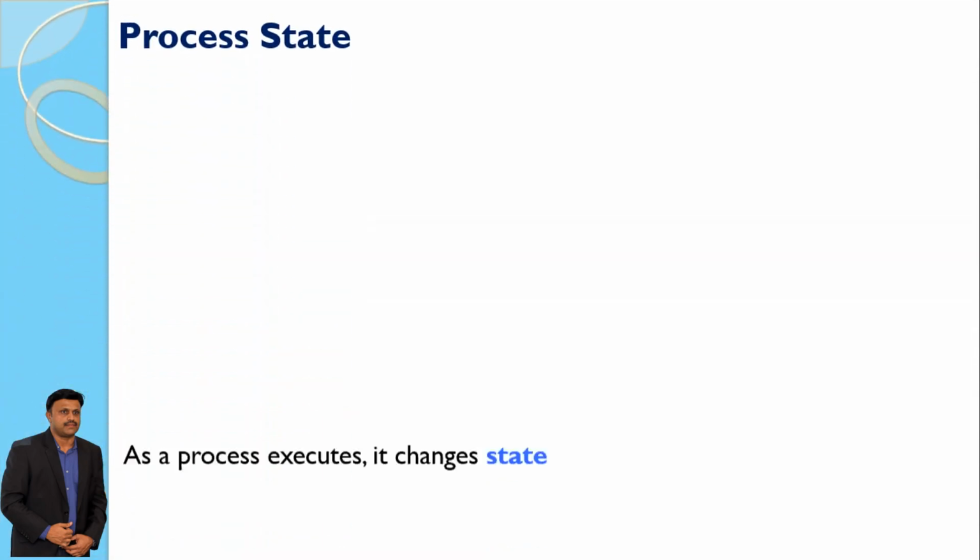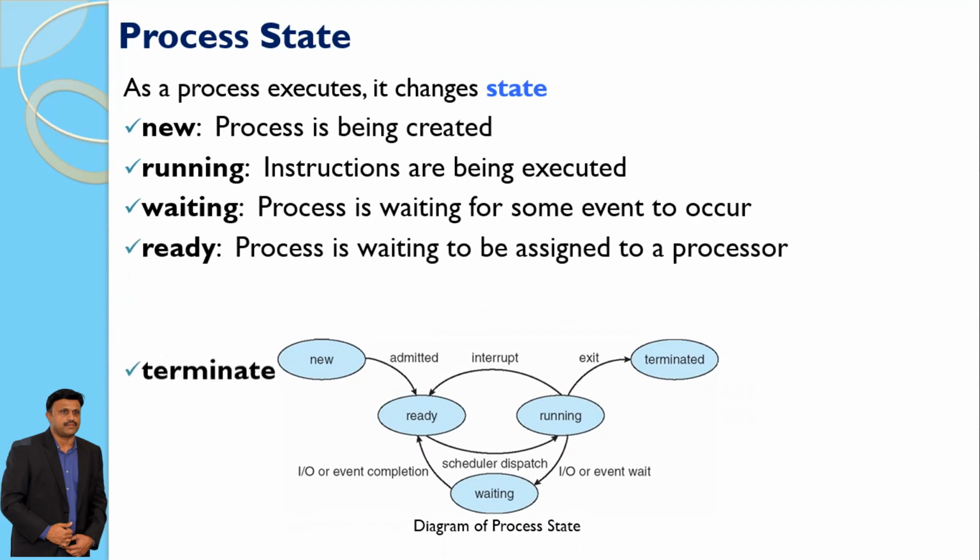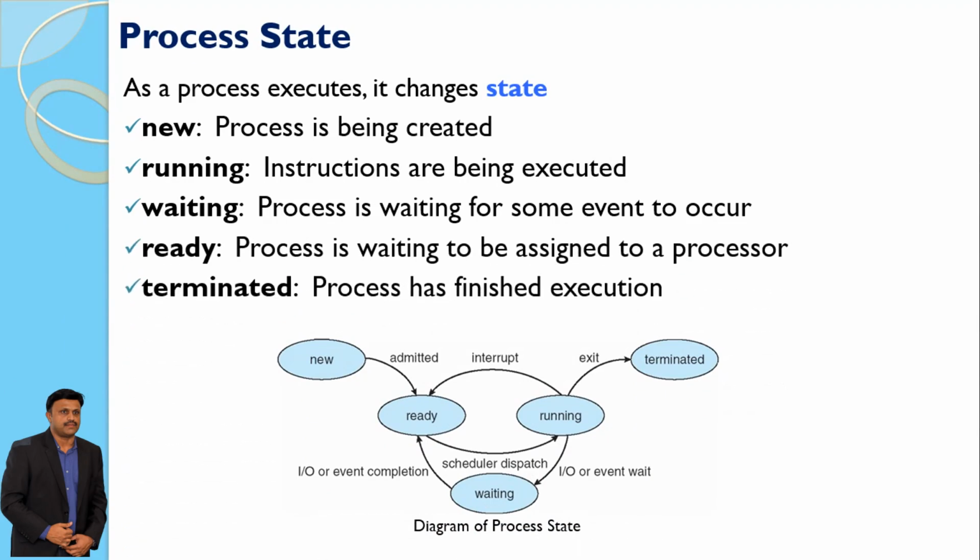As a process executes, it changes states: new, running, waiting, ready, and terminated. Each state represents a different phase in the process life cycle, from creation to completion.